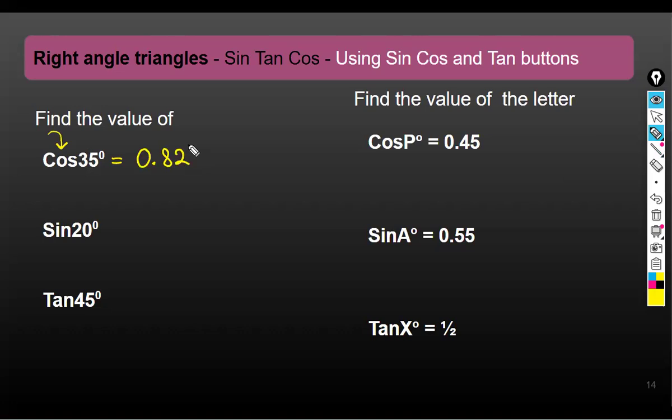0.82. Then you do not put a degree sign by the answer. The answer is just 0.82, not cosine 0.82. You're just writing the value on the screen, okay?